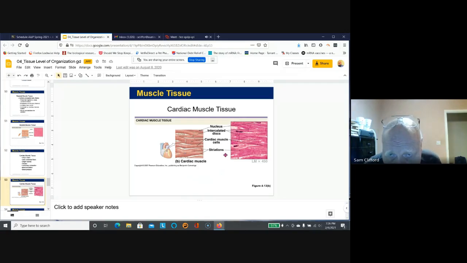So if you look at the branched cardiac tissue, it contains nuclei, usually one per branch fiber. These intercalated discs are gap junctions so that electrical current can flow very rapidly from cell to cell, so that the heart can beat from top to bottom and pump blood efficiently around the body. It also has striations, stripes that go across the fibers.